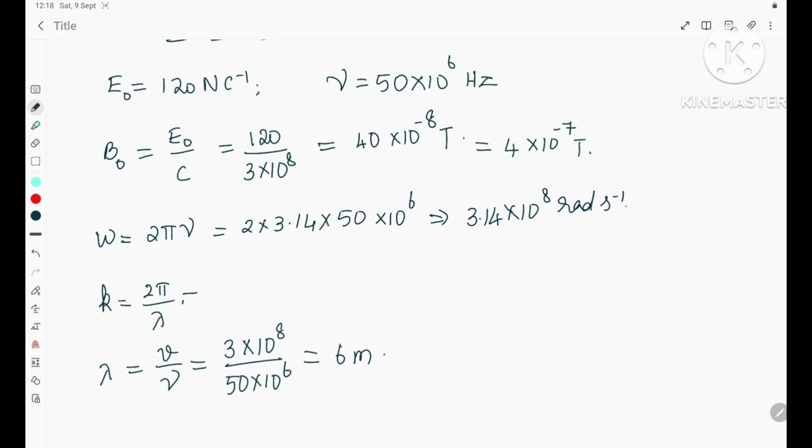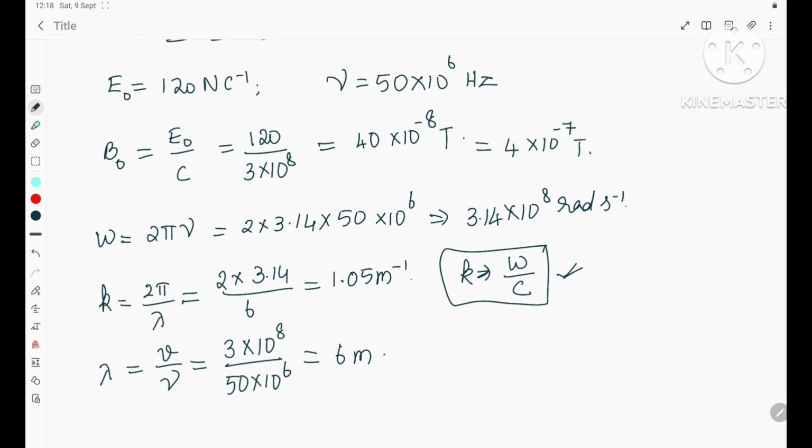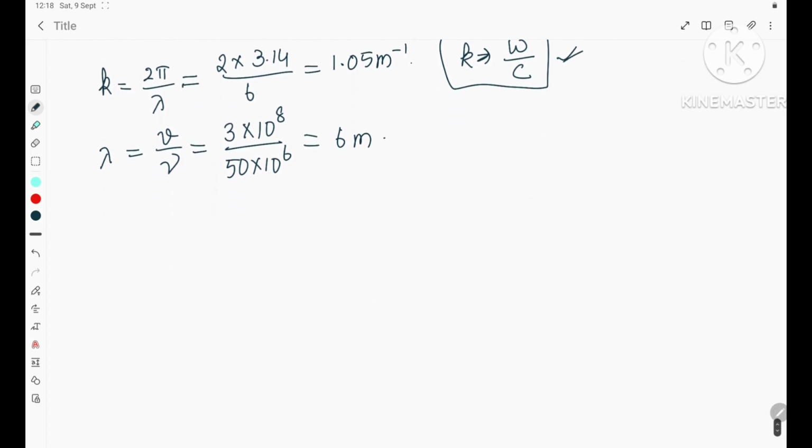Okay. So once you know this, you can calculate K. So K is equal to 2 into 3.14 divided by 6. So the answer for this is 1.05 meter inverse. So there is another equation for K, which is omega by C. You can also use this equation if you want. Okay. Now, finally, they are asking us to find out the equation for E vector and B vector.